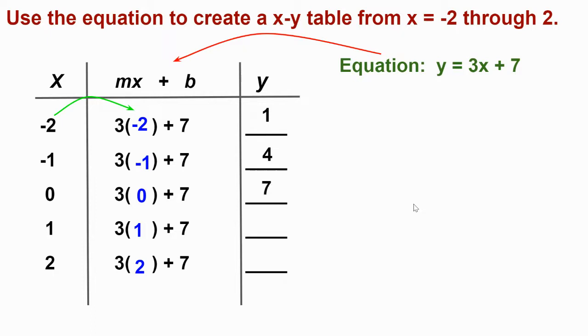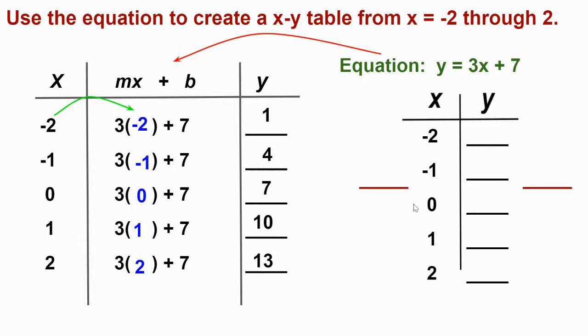Look at that. X is 0, 7 is y. That's the y-intercept, remember, right? 0, 7. Right there. We can see it in the table. There it is. Boom. 3 times 1, 3, plus 7 is 10. 3 times 2 is 6, plus 7, 13. And that's all we do to create our table, right? So there it is, the table.